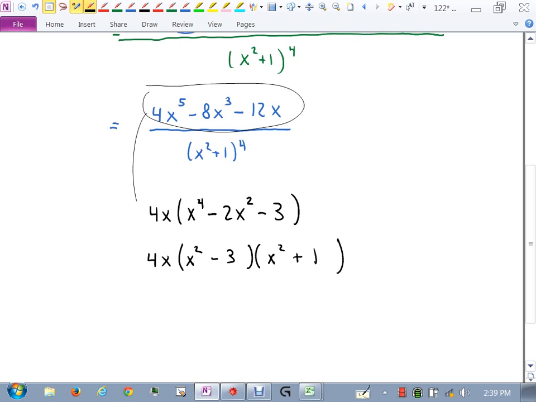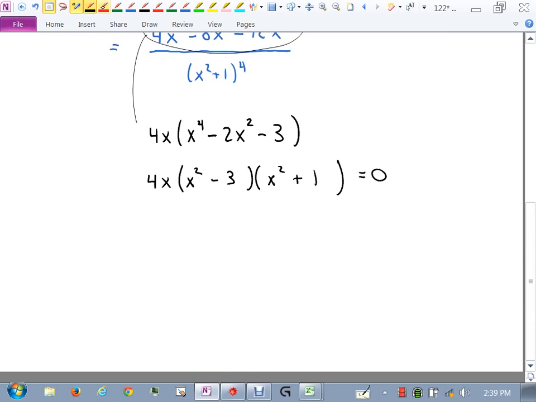Yeah? So you set that to 0. This happens to not have a solution here. x squared plus 1 cannot be 0. But then you set these two equal to 0, and you should get x is 0, and then you should also get plus or minus the square root of 3. So you set the 4x equal to 0, that's x is 0. x squared minus 3 equal to 0, move the 3 over, take the square root of both sides, you get plus or minus root 3.